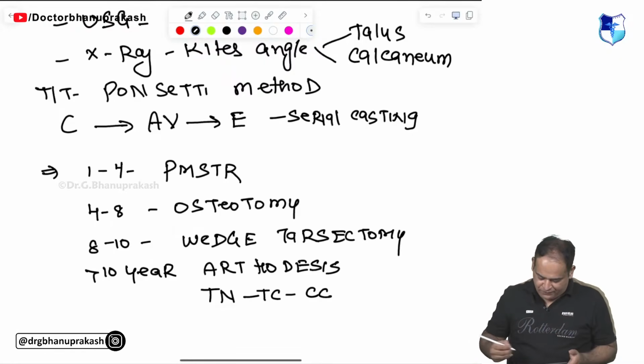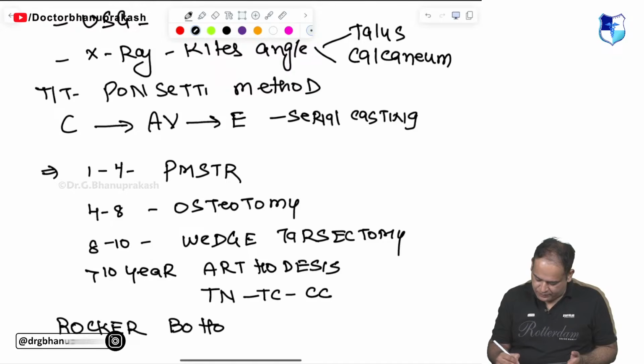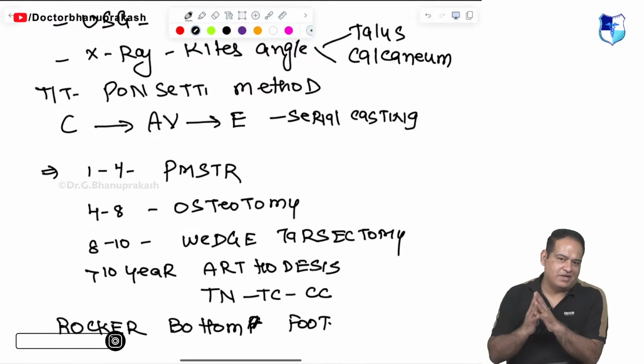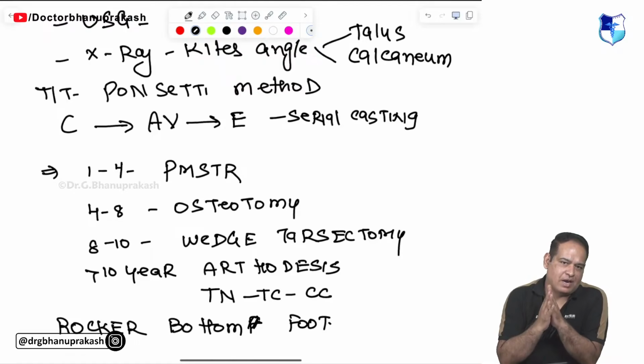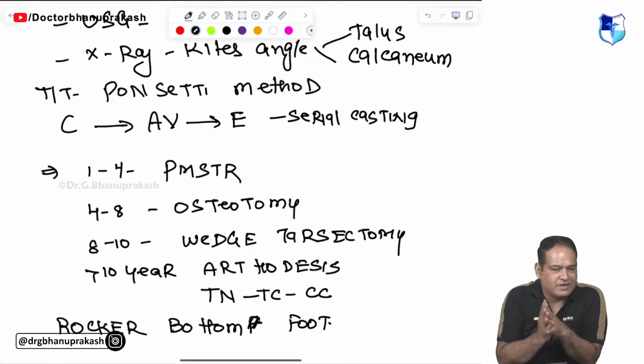Now, if the correct order is not followed, your patient will develop rocker bottom foot, right? Only these things they ask in club foot, fine. Second, they ask about the Denis Browne splint, okay? That's the only thing which they ask in club foot, okay?